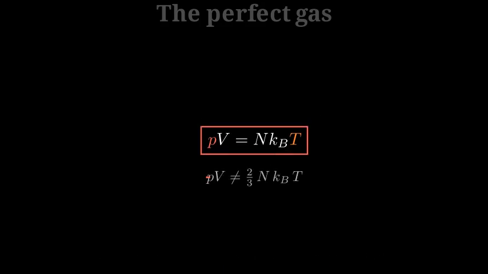So the equation of state is just pressure times volume equals n kBT. A common trap is to drag the 2/3 along and write 2/3 n kBT, wrong. It was already eaten by the 3/2.